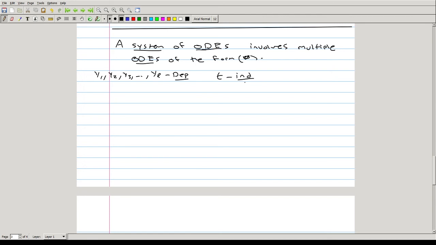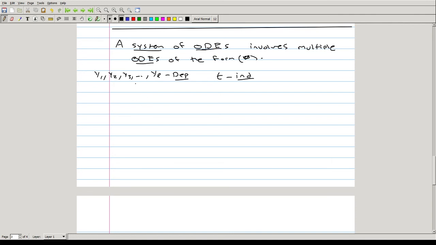There's nothing special with the t here that I'm using. t could very well be x or any other physical thing that we're talking about. It doesn't have to be time. But very often in applications it is time. But it's important to make that point.